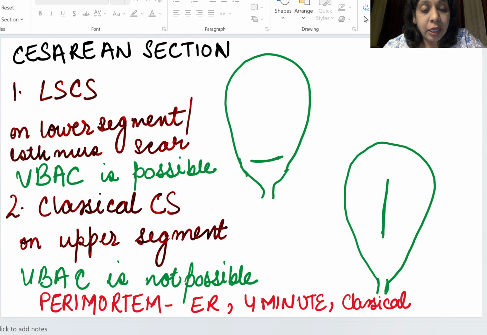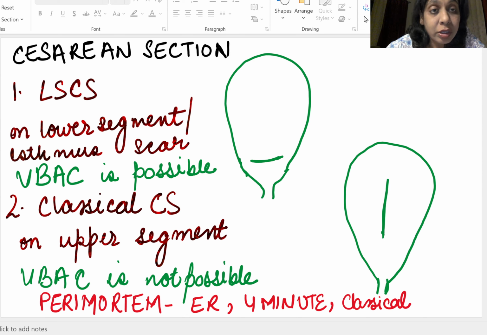Cesarean section. Now cesarean sections are of two types. One is lower segment cesarean section. You all know the lower segment is made from the isthmus. The isthmus, which is 0.5 centimeter, lengthens and increases its size up to 10 centimeter at term. So at that lower segment we give the incision, and it is a transverse incision on the isthmus, as the isthmus doesn't have muscle fibers, or very few.